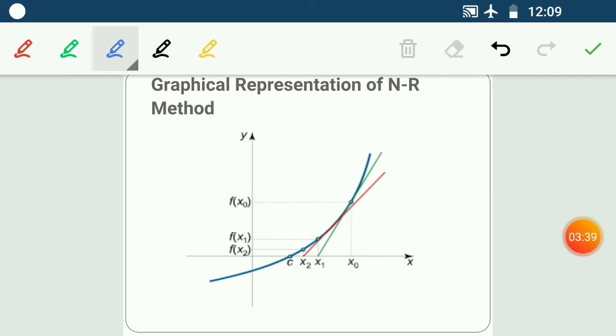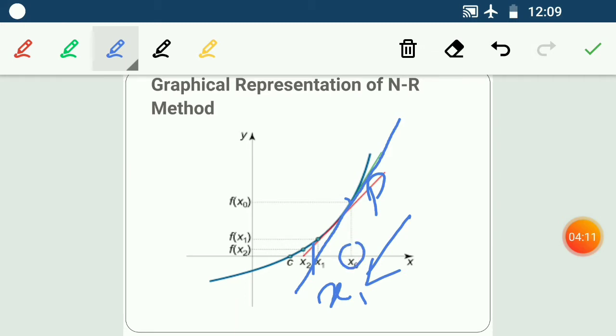And what we are doing next, at this point P, I am drawing a tangent to the curve at this point P. Now where this line cuts the x-axis, that is my next iteration value, the value of x1. So this is the first iteration value. First we have to get the value of x0 and then the value of x1. So x1 we get by drawing a tangent to the curve, right?